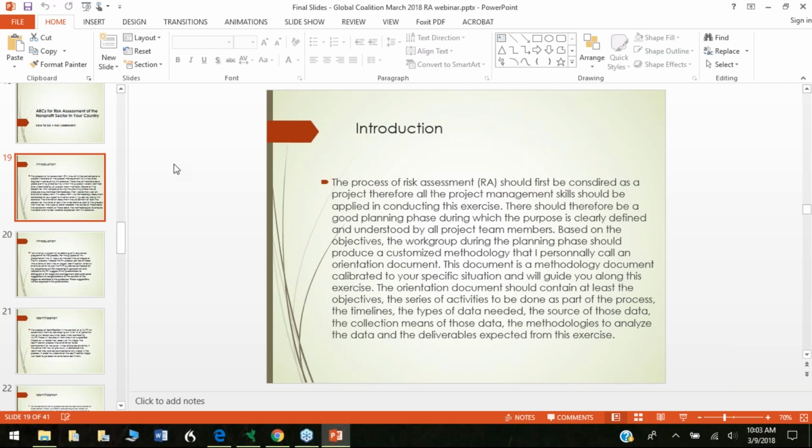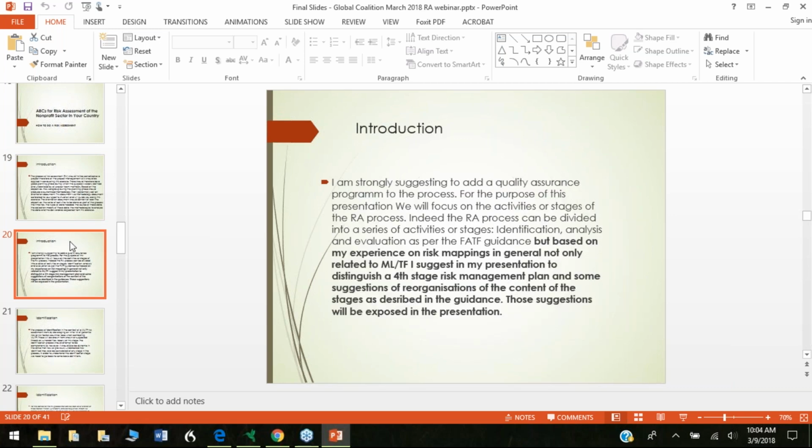Based on this purpose, the work group during the planning phase should produce a methodology customized to your NPO sector in your country. I personally call this document, in the context of a risk assessment, an orientation document. This document is nothing else than a methodology document that is calibrated to your specific situation and that should guide you along the entire risk assessment exercise. The orientation document should contain at least the objectives, the series of activities to be done as part of the process, the timelines, the types of data needed, the source of those data, the collection means of those data, the methodologies to analyze the data, and the deliverables expected from this exercise.